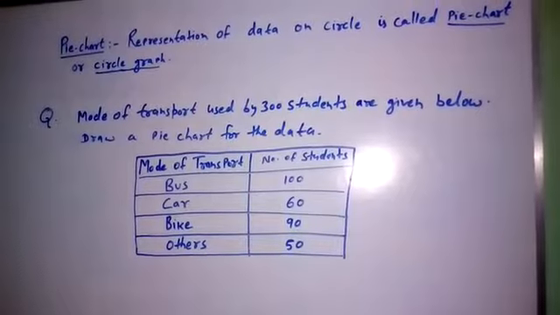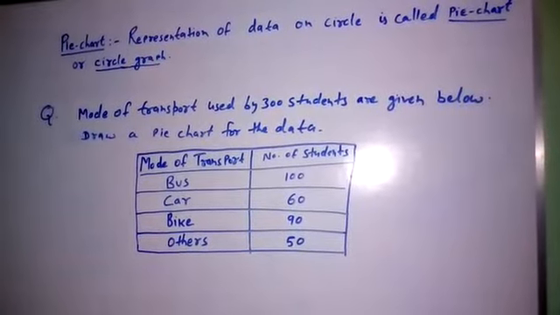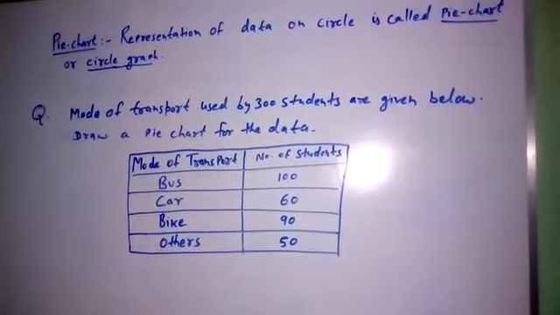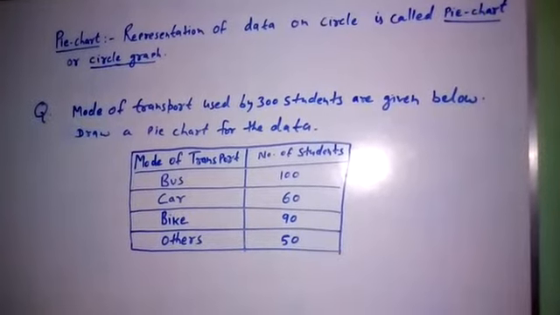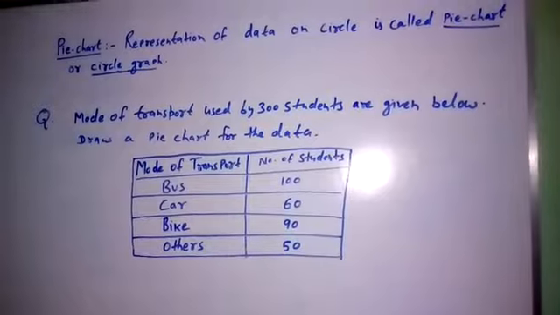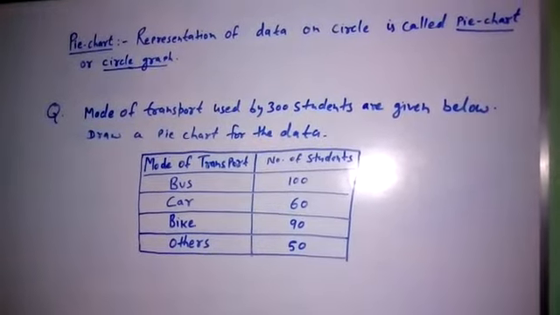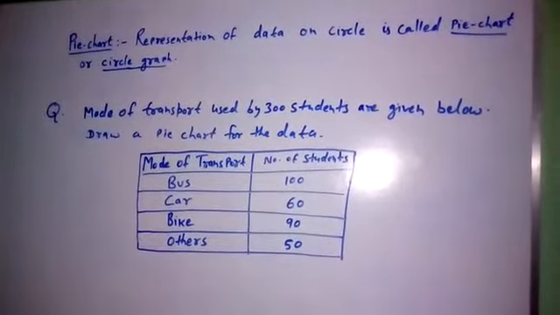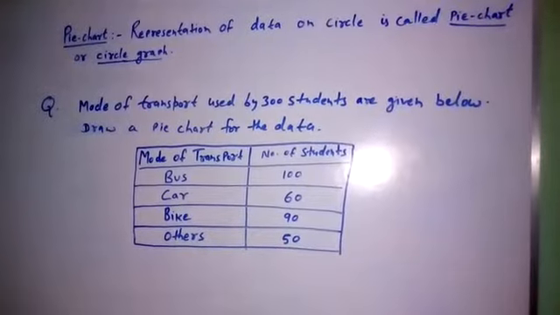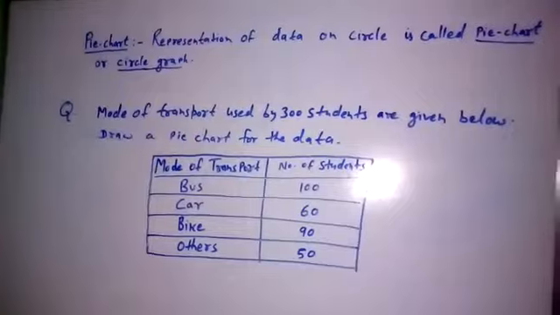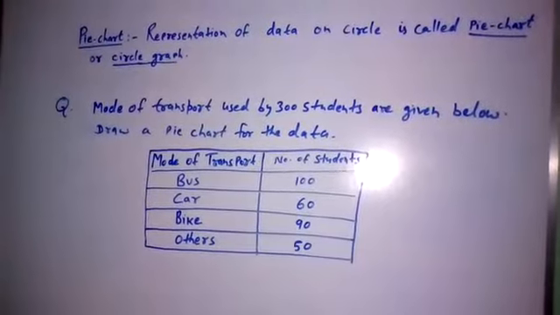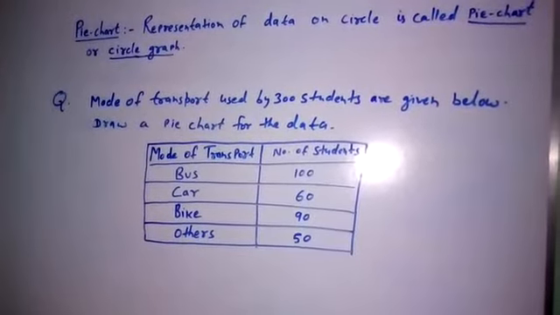It is given mode of transport. These are the bus, car, bike and others. Number of students in bus is 100, in car 60, bike 90 and others 50. So this is the given information of the data of 300 students. We have to draw a pie chart. So how will we do it?